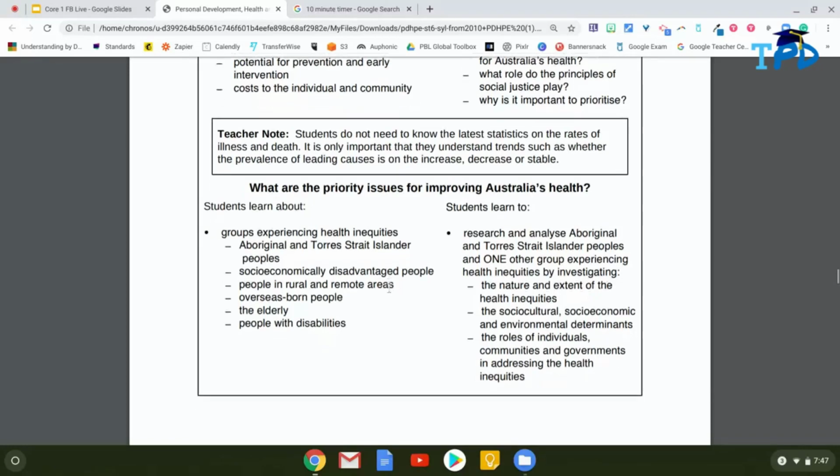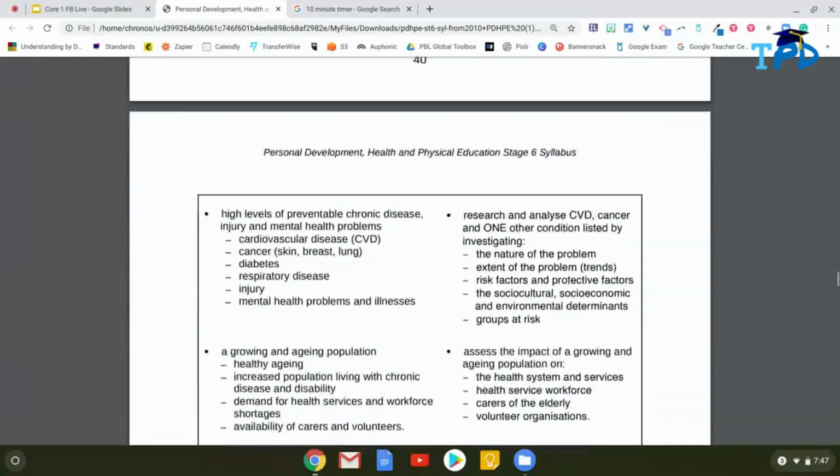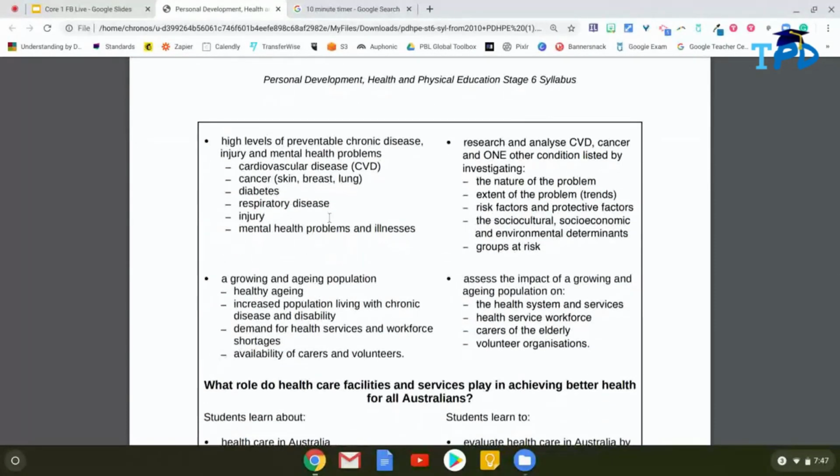If I scroll further down here, if I'm looking at the elderly, I also want to think about the kinds of diseases that they've got. They've got higher rates of cardiovascular disease, higher rates of cancer, higher rates of diabetes, higher rates of respiratory diseases, higher rates of injury, higher rates of mental health issues. They've got all of this, and that's part of why they're putting such a big stress on our health system.